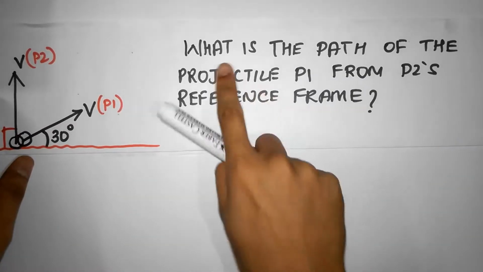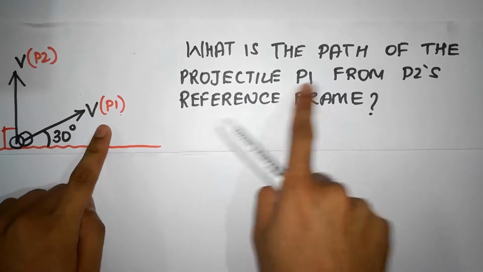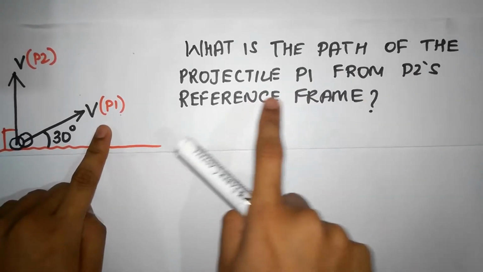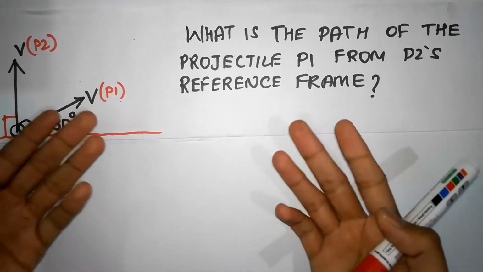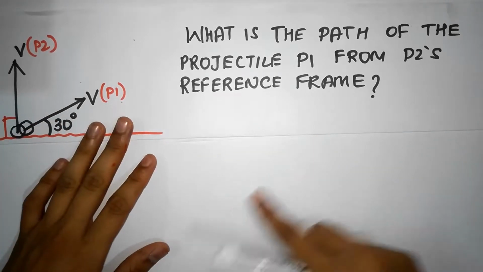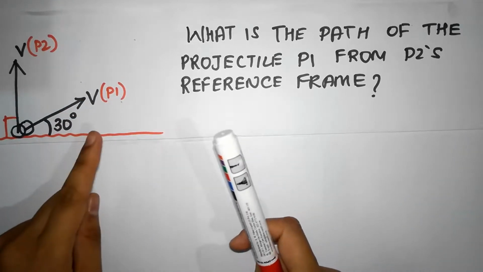We need to find out: what is the path of the projectile P1 from P2's reference frame? So how do you solve such a problem? Well, there are two ways to do it. Most textbooks will give you a mathematical way of solving it. But I will tell you an easy way to do this.